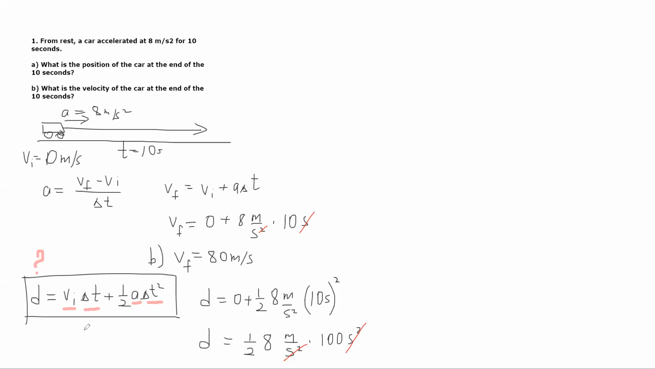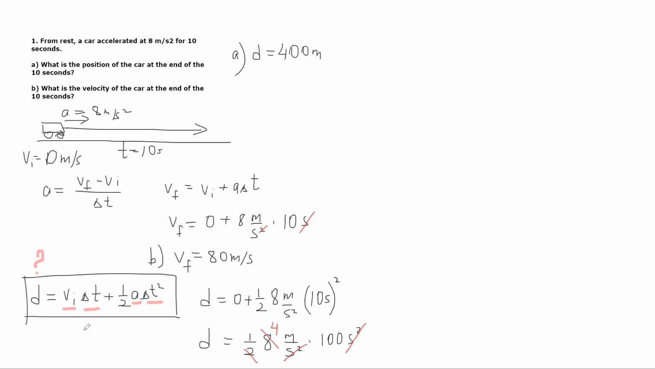So here we have 8 and 2, so this becomes 4, and thus the displacement will be 400 meters, right? So that's the answer for the A question. Okay, so we could have gotten A first and then switched to B. It doesn't really matter.